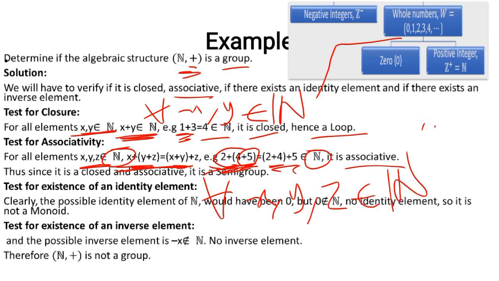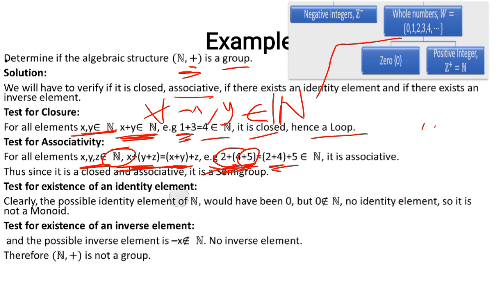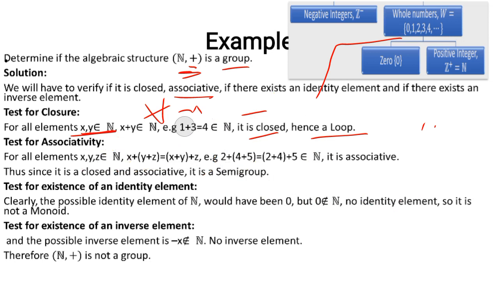You can verify that yourself. Pick any value of your choice, noting that you are picking from the set of natural numbers. It has no negative numbers. It has no 0, so you have to be careful when you're doing that. So we've seen that it is closed, meaning it is a loop. We've seen that it is associative, meaning that it is closed and associative. Therefore, we have shown that our algebraic structure is a semigroup.